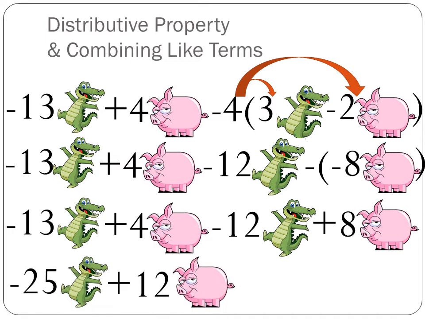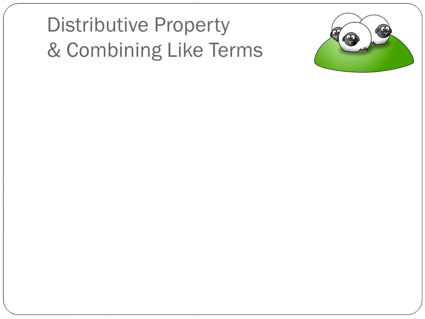So I have negative 13 dragons minus negative 12 dragons. Now I have a negative integer rule. Remember, keep, change, change. Keep negative 13 for the dragons. Change the subtraction to addition. And so now I have negative 25 dragons plus 4 pigs plus 8 pigs is equal to 12. Let's try another.